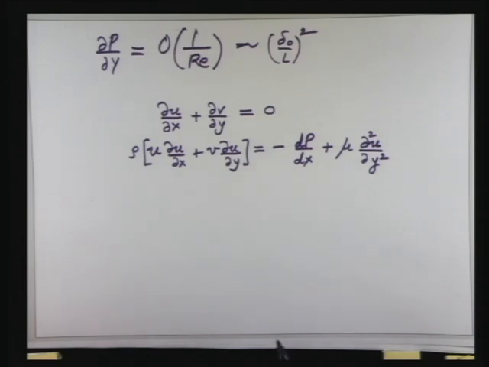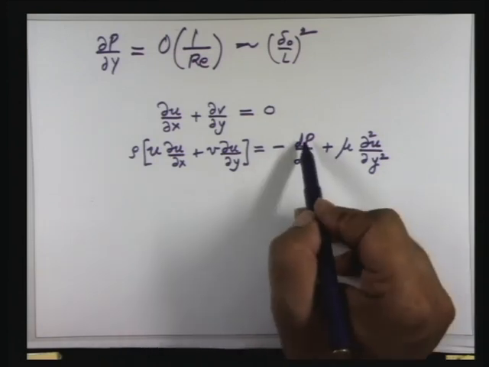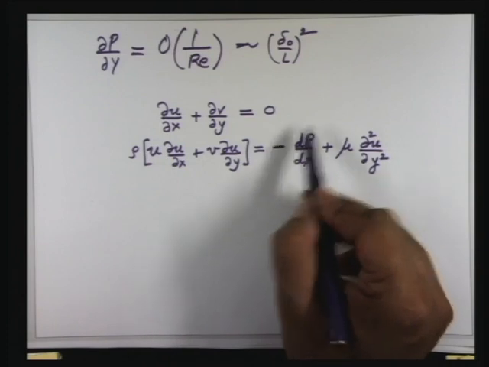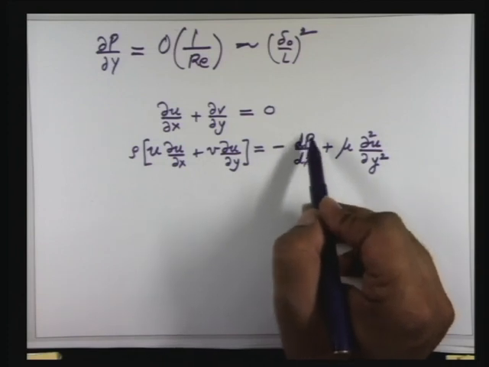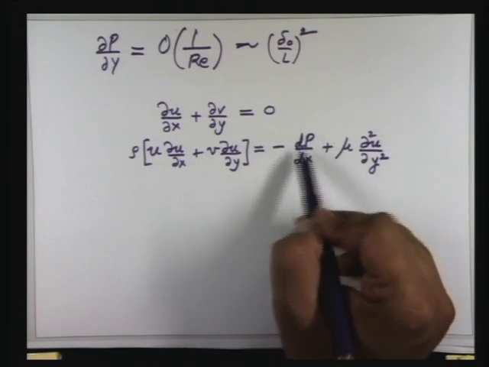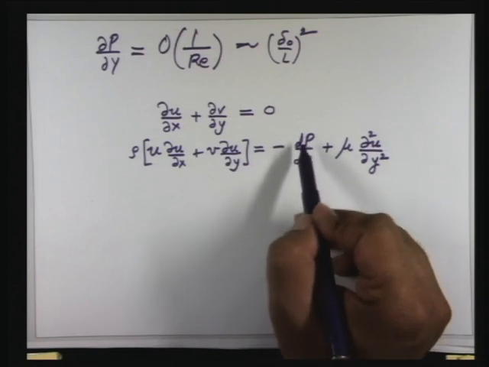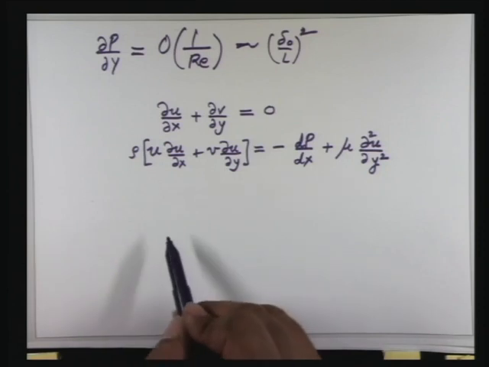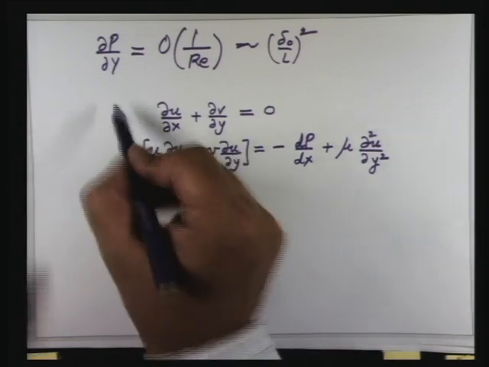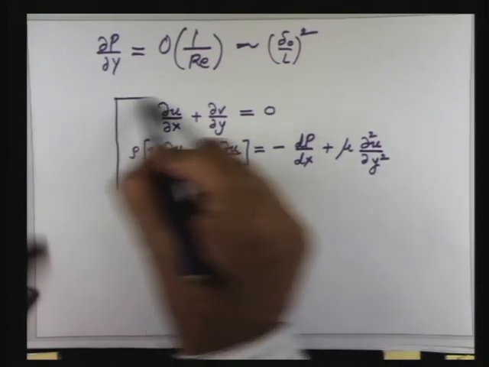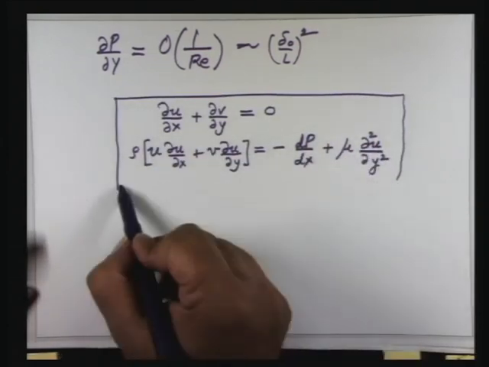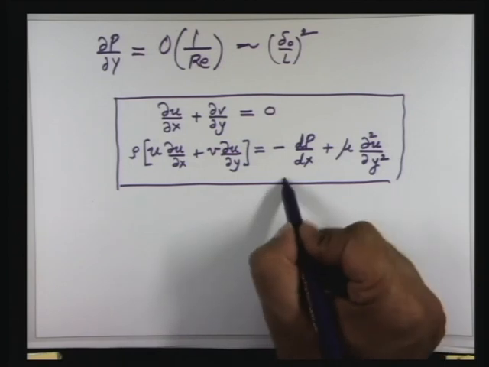So what I have done is just a change in notation. Instead of writing del P del x, that could be a function of x and y both. But if I write dP dx, it cannot become a function of y, because total derivative implies that P is a function of x. Then you don't have to write the other equation. So this is an equivalent form of Prandtl's boundary layer equation.